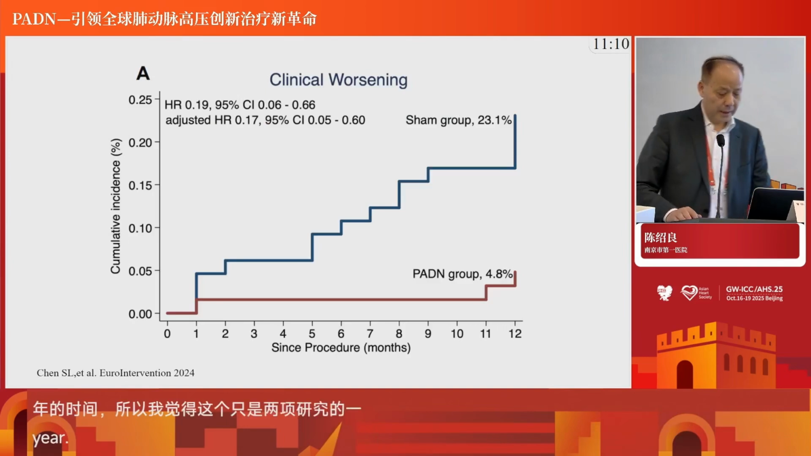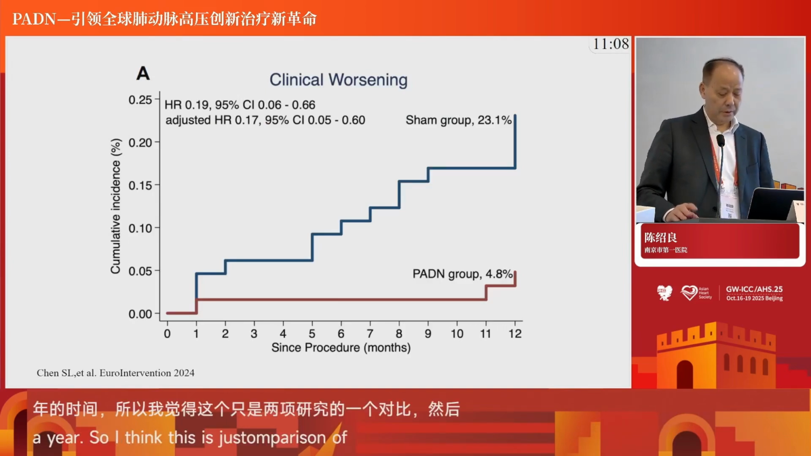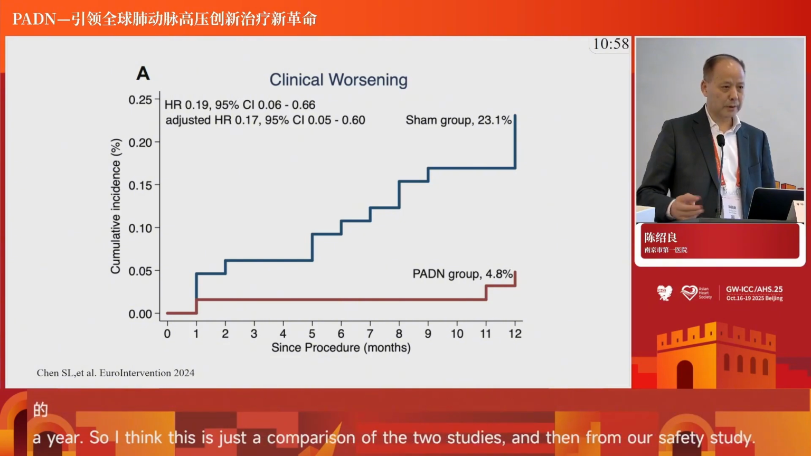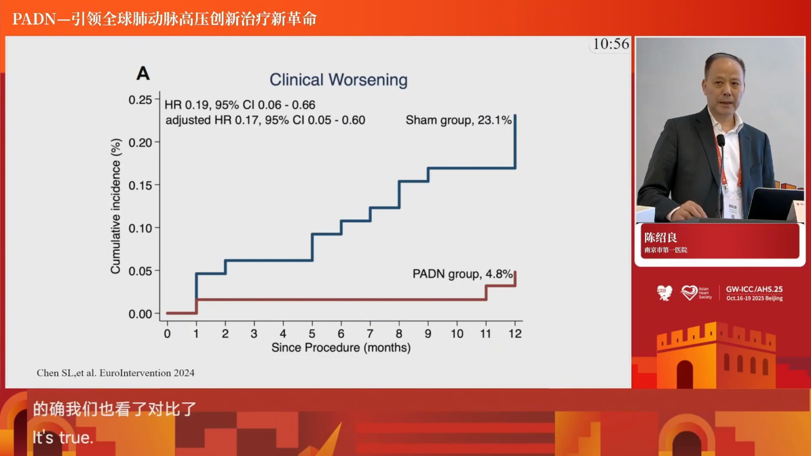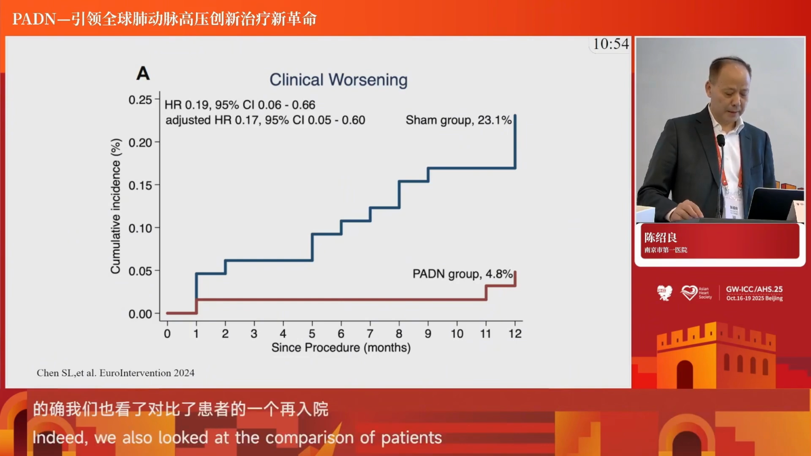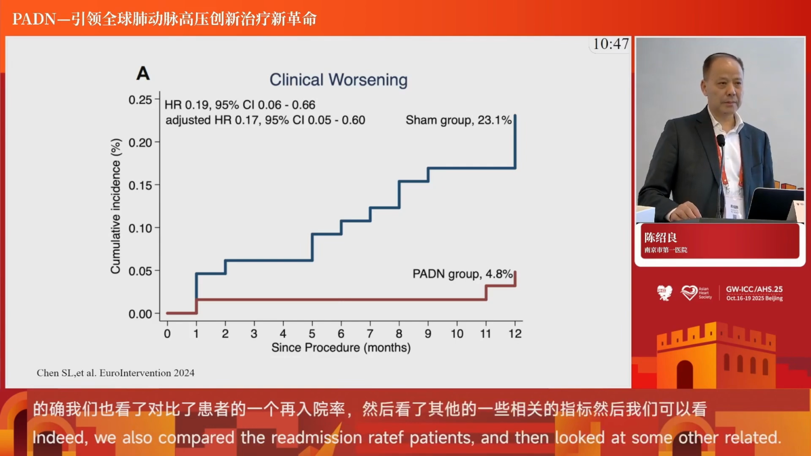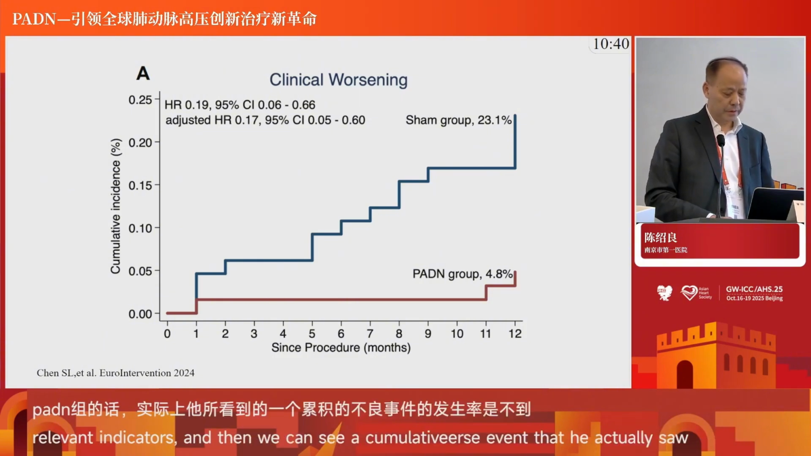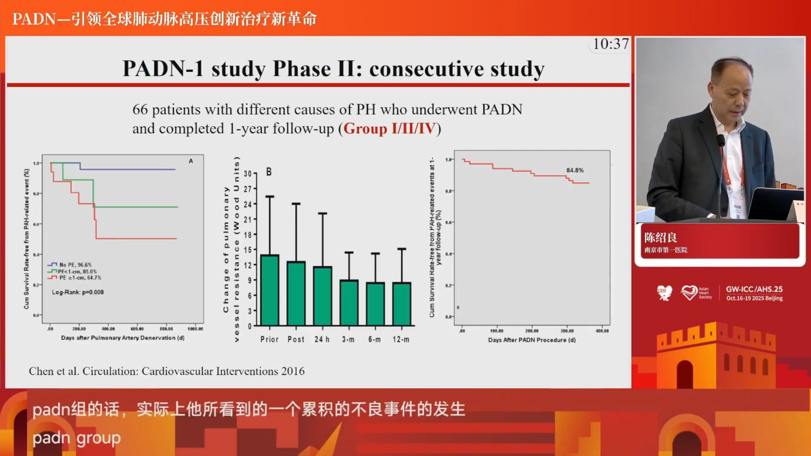From the PADN safety trial, we also got a very low rate of clinical worsening, defined as cardiac death, heart failure rehospitalization, or worsening of pulmonary hypertension requiring outpatient treatment. It was less than 5% in the PADN group compared to 23% in the sham control group. I think this data is also very important to guide the design of our next clinical trial.